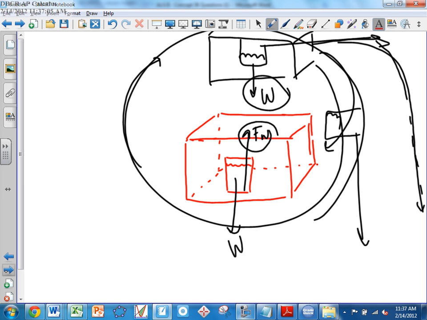Unless the elevator was really small. Yes, unless the elevator was very small and it accelerated very fast, and you didn't have time to catch up to it.